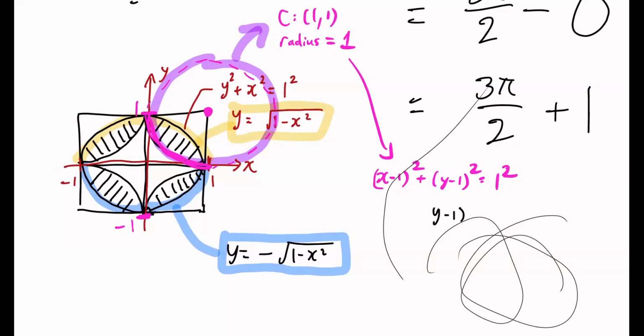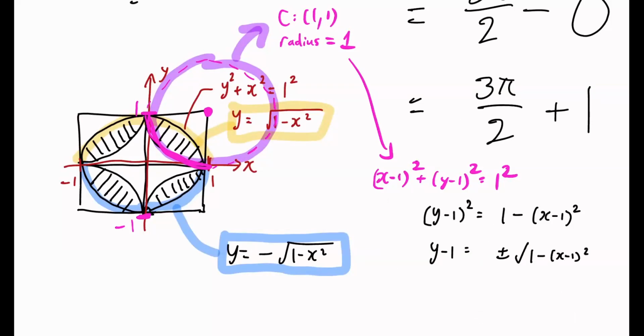Okay, good. Then I'm just gonna proceed. 1 minus (x minus 1) squared. Then from there you can solve for y minus 1. You get plus minus square root of the right hand side. And then make y the subject. You get 1 plus minus square root of all that.